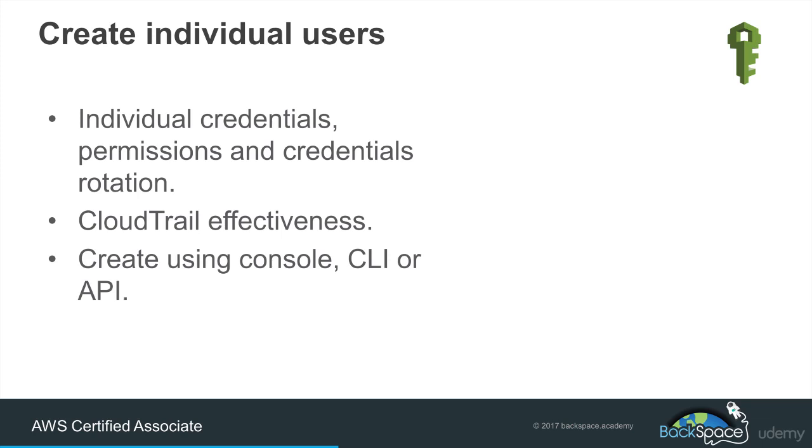This enables us to use CloudTrail, the API logging service. We use that effectively so that where there is any suspicious activity on our account, we can use it to identify the user behind that. And you can create individual users using the console, using the command line interface, or using the APIs. So if you wanted to create an application to create users, you can do that as well.